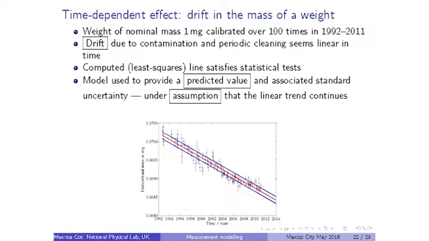The model is used to provide a predicted value and an associated uncertainty under the assumption that the linear trend continues. We could argue that that behavior in the diagram has some periodicity associated with it, and a very sophisticated model might try to take account of that effect.